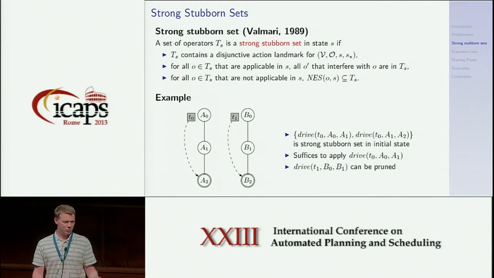And in this case, we are done because we would have to include all interfering operators with this drive from A0 to A1 operator, but there are no interfering operators. So we've reached a fixed point, and now we can apply just all applicable operators from the set, which is drive from A0 to A1, and we can prune the other operator that is applicable, that drives from B0 to B1.